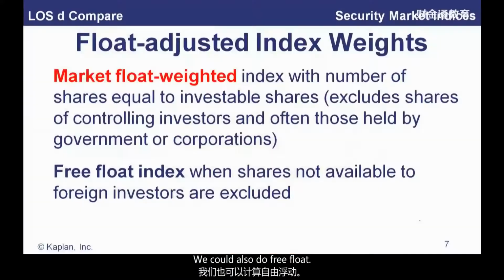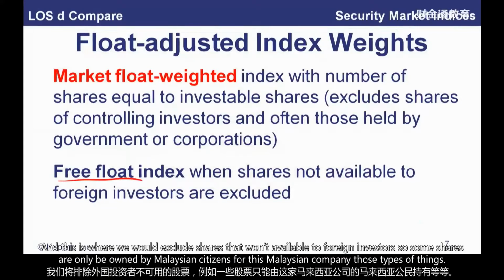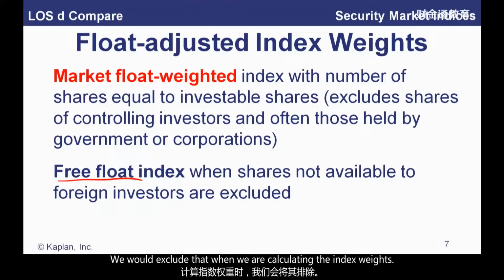We could also do free float, and this is where we would exclude shares that weren't available to foreign investors. So some shares may only be owned by Malaysian citizens for a Malaysian company. Those types of shares we would exclude when we were calculating the index weights.